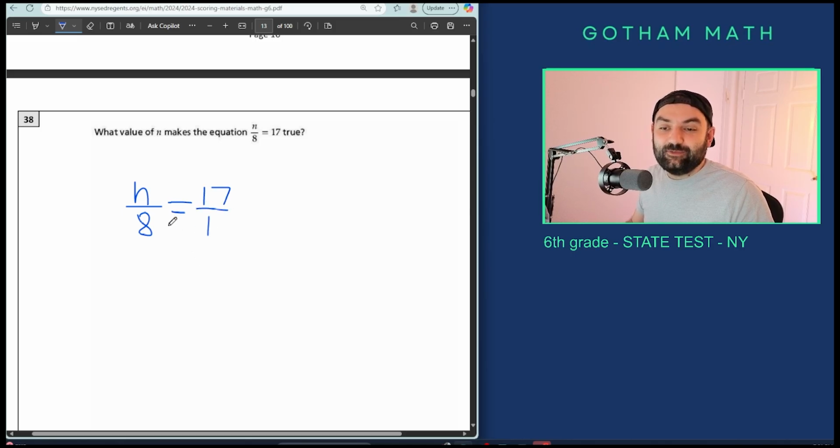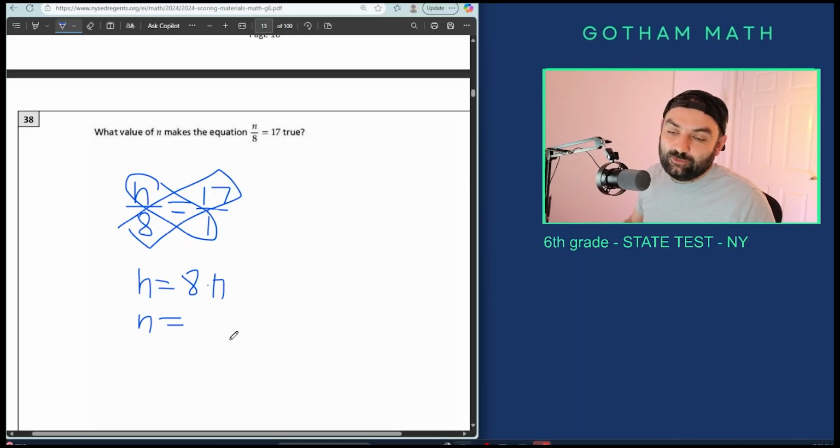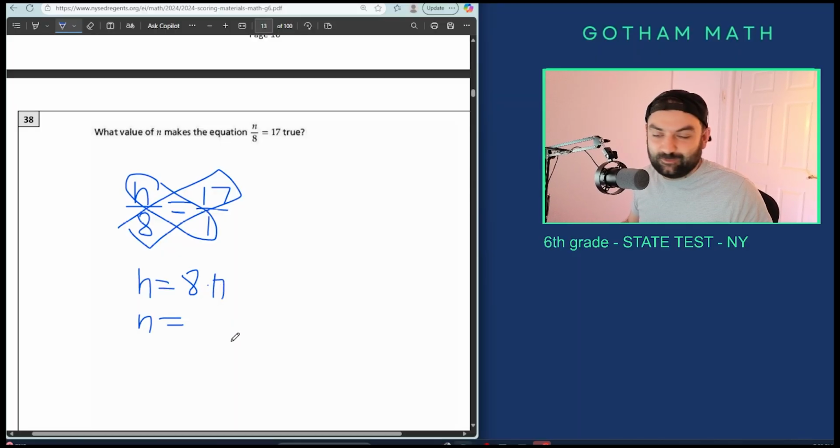And then how are we going to find the answer? We do this times this, which is just n, equals this times this, which is 8 times 17. So n equals 8 times 17. We can use the calculator, but we don't really have to. It's 80 and 56, which is 136. Oh, yay! Surprisingly, they didn't say show your work again.